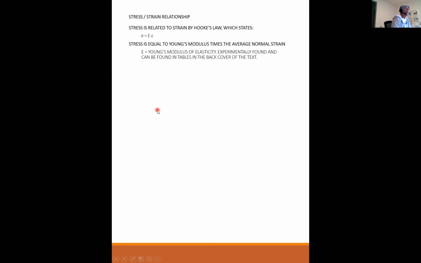E equals Young's modulus of elasticity. Young's modulus is experimentally found in the real world, and in your world, it can be found in the tables on the back cover of your text. There's an SI version of the table, and there's a US customary version of the table. And for each one of the materials that they've sampled, you can find Young's modulus.